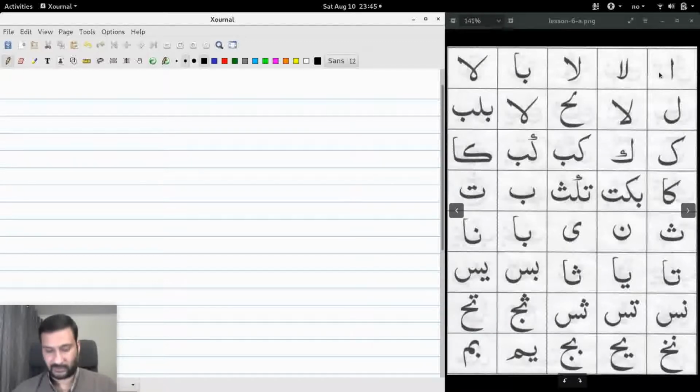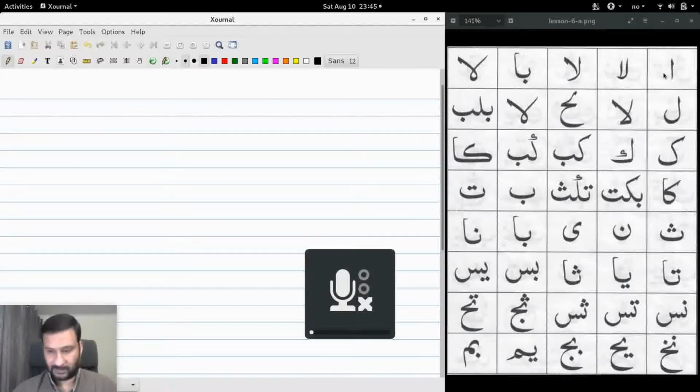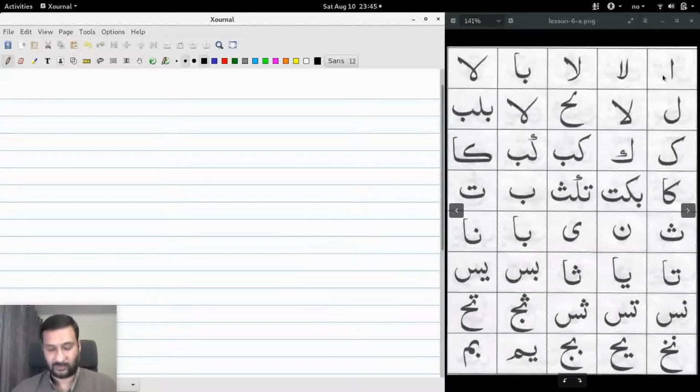So the first letter you see on the rightmost is Alif, and it just looks like that. Alif, it's just a straight line down. And then comes Lam Alif. The next word is Lam Alif. I will write the word first as it's written on the right. Lam Alif, something like this, right?